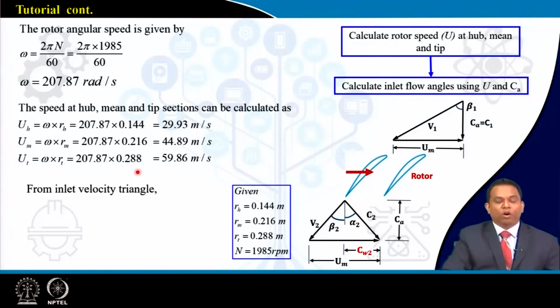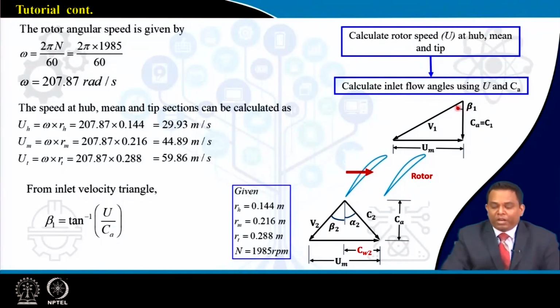Now in order to calculate the angles at the entry, we know that tan beta 1 is given by u by Ca.